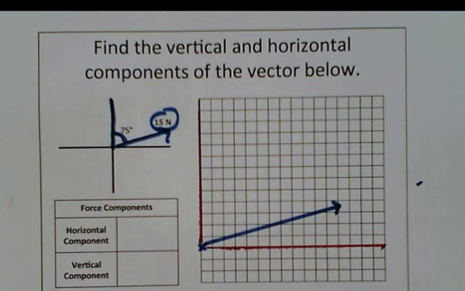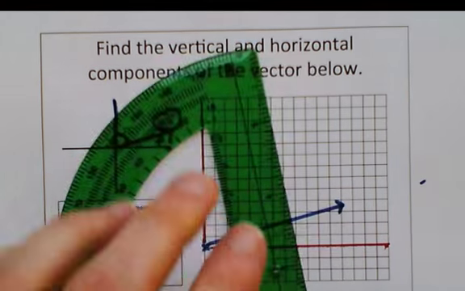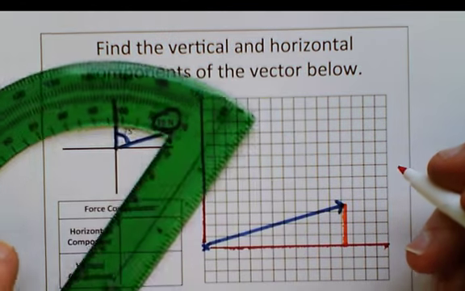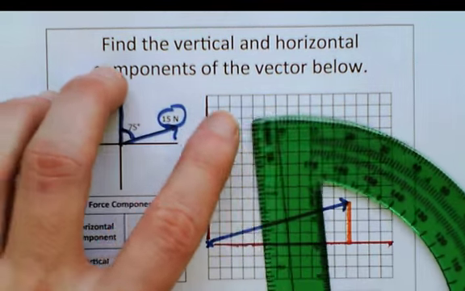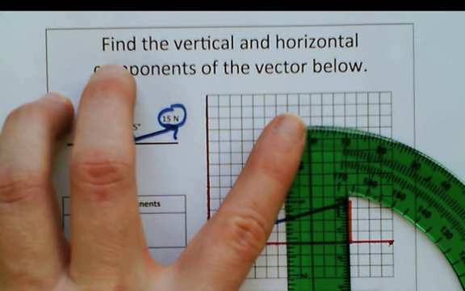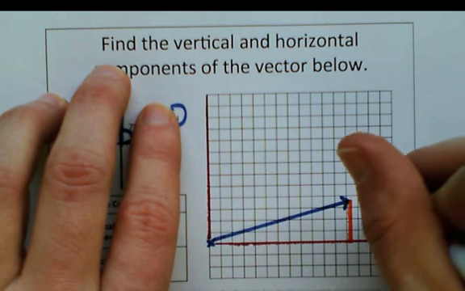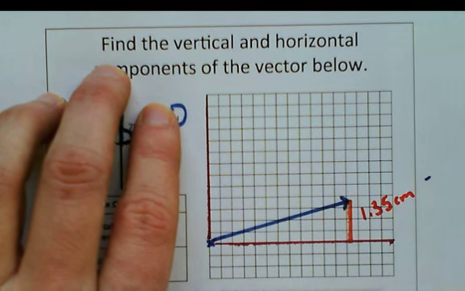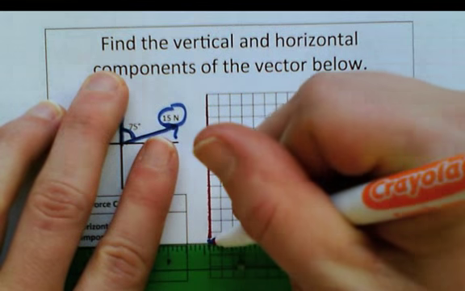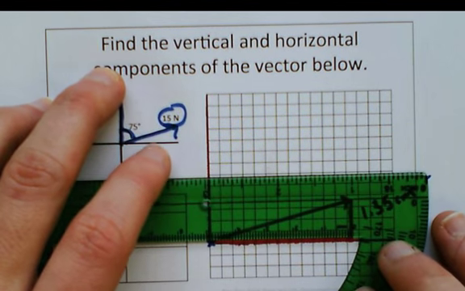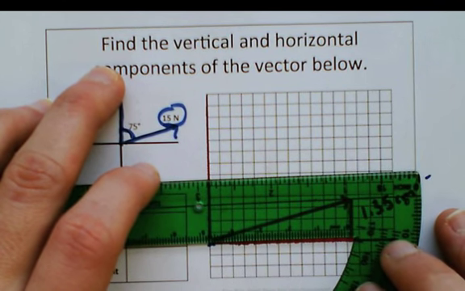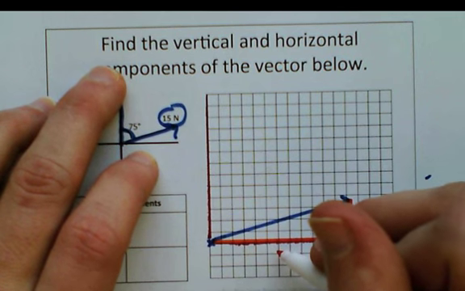Now I need to keep track of the vertical and horizontal components. So the vertical component is here. And in this case, if I measure it, it is about 1.35 centimeters. The horizontal component lines up with the horizontal axis, and it's about 4.8 centimeters.